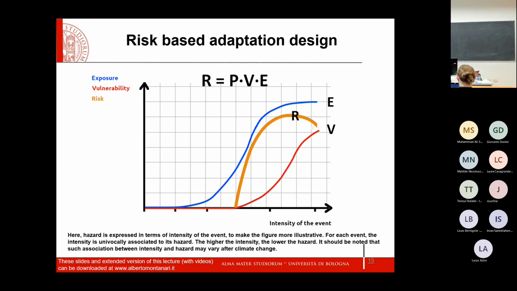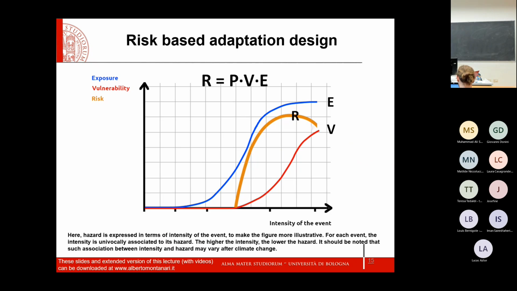Of course, the intensity of the event is actually not independent. It is influenced by climate change. But for the purpose of this graphical representation, let's treat the intensity as an independent variable. Now, let's focus for now on the vulnerability curve, and let's try to understand whether the graph reflects what I anticipated.